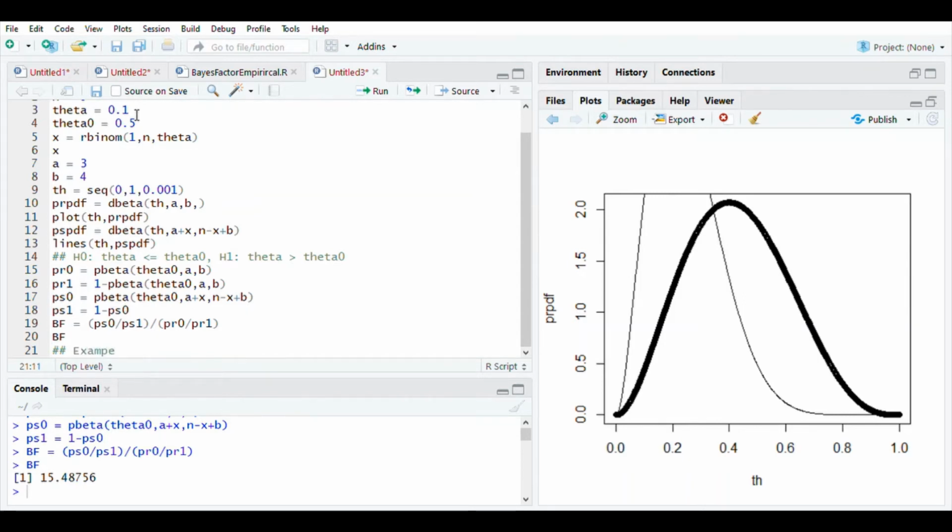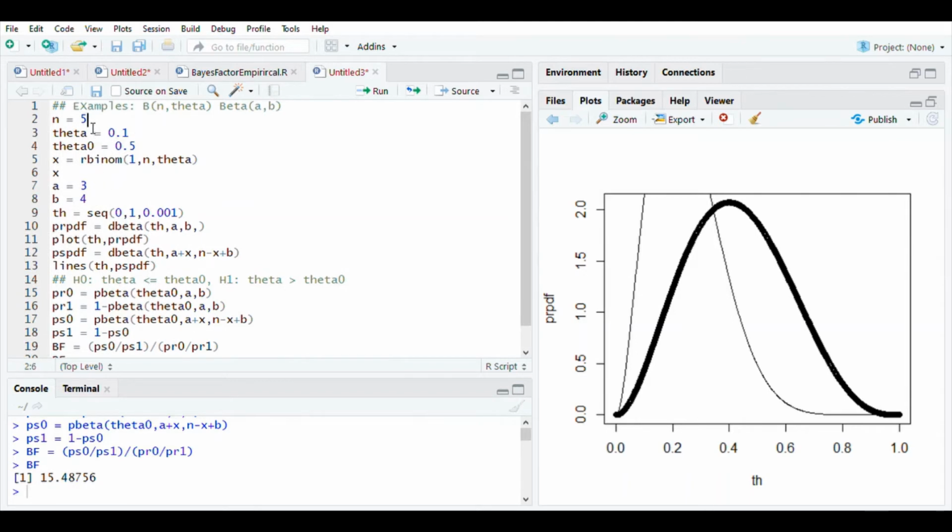I think you will also be interested in knowing what is the role of prior parameters. What will happen if I change the sample size? What will happen if I increase the value of n? Let us see that also. So suppose I change n from 5 to 10. Now I am going back from theta equal to 0.1 to theta equal to 0.3, so not far away from the boundary point of H naught, which is theta naught, which is 0.5 here. So let us see what happens.